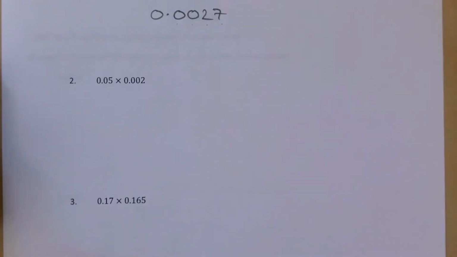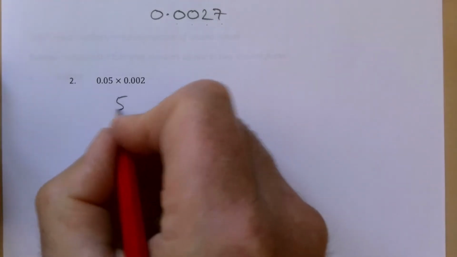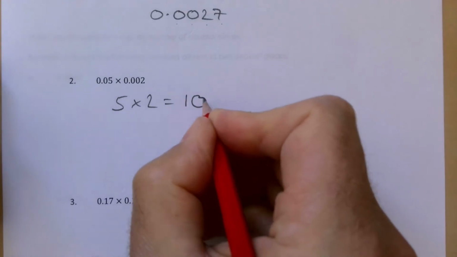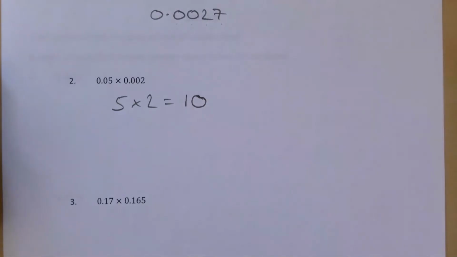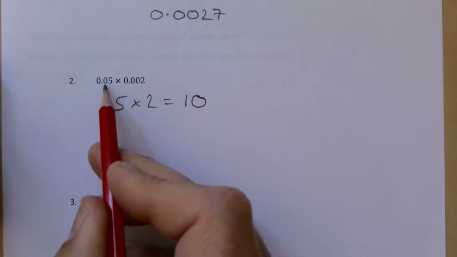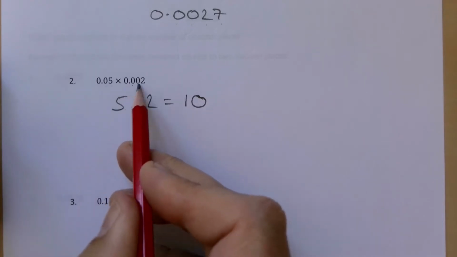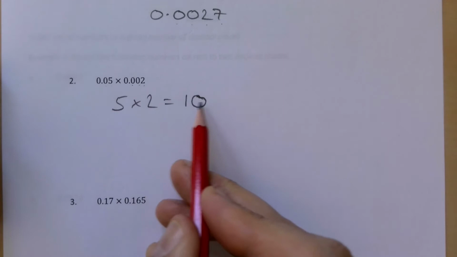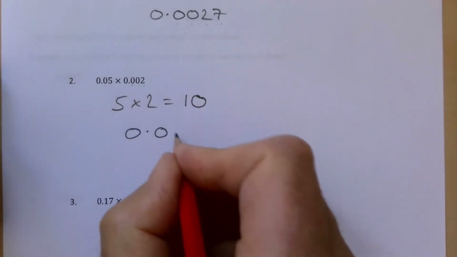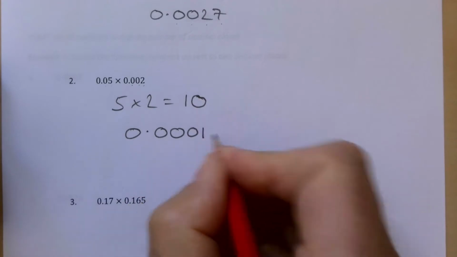Very similar then for the second one. We're going to ignore everything. We're going to do 5 times 2. 5 times 2 gives us 10. How many numbers are there to the right in the question? 1, 2, 3, 4, 5. So there need to be the same then in the answer. 1, 2, 3, 4, 5.